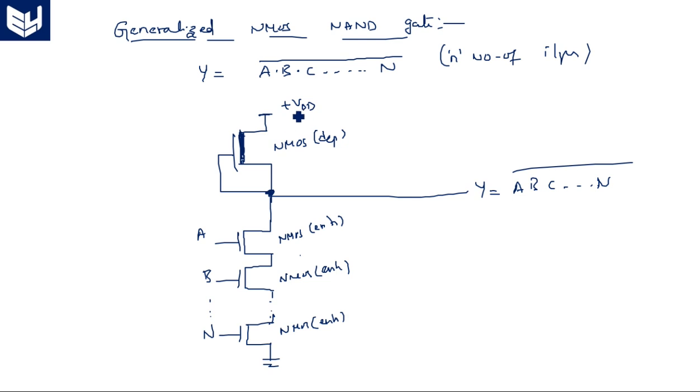Suppose it is a CMOS circuit, then what to do? In place of this NMOS depletion mode transistor, we connect n number of PMOS transistors in parallel, because NMOS transistors are in series, so PMOS transistors must be connected in parallel. Suppose NMOS transistors are connected in parallel, then PMOS transistors must be connected in series. So both are opposite to each other. Then only the circuit works.